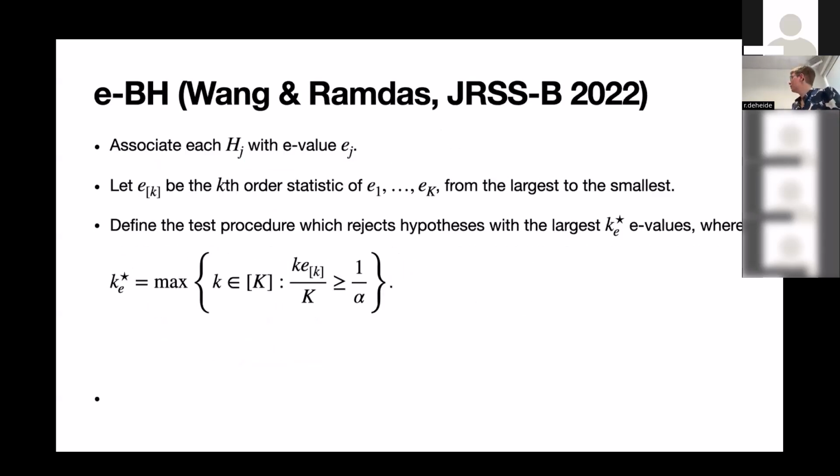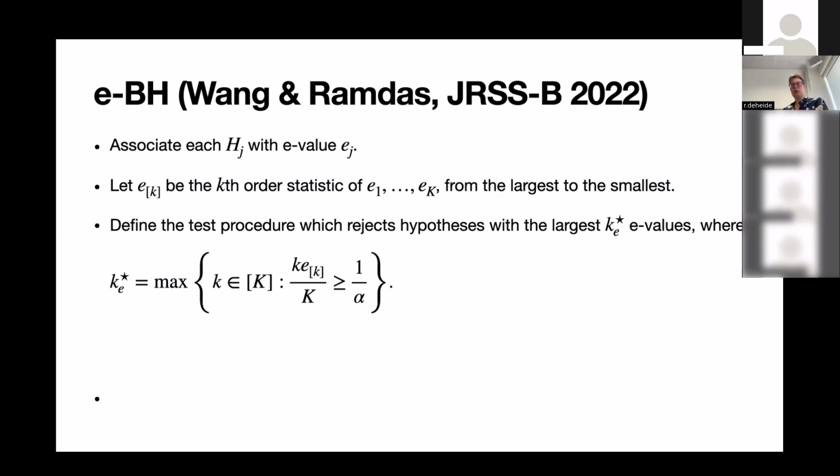The FDR, for example, was invented by Benjamini and Hochberg in the 90s. And they also proposed a method to control the false discovery rate, the expectation of the false discovery proportion, which is now called the Benjamini-Hochberg procedure, the BH procedure. And in 22, Wang and Ramdas proposed the EBH procedure, and that goes as follows.